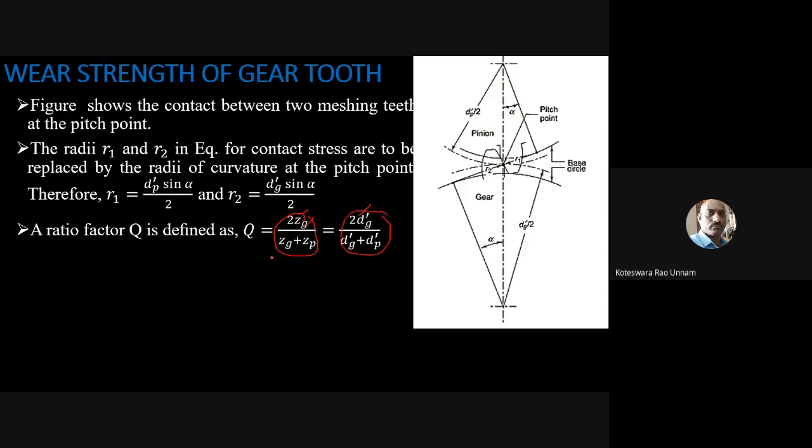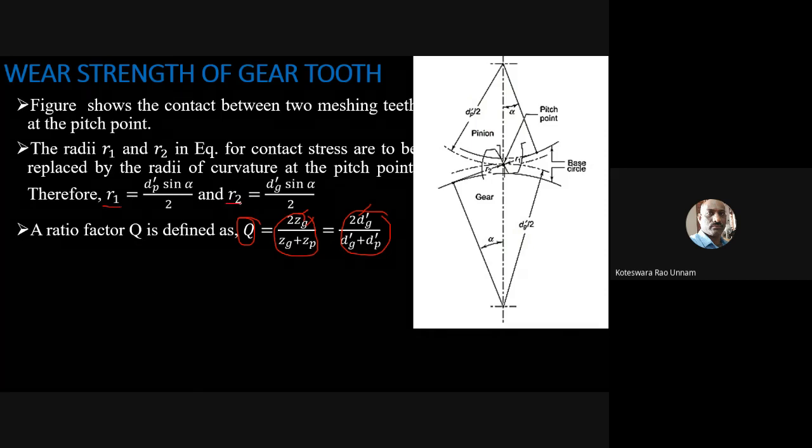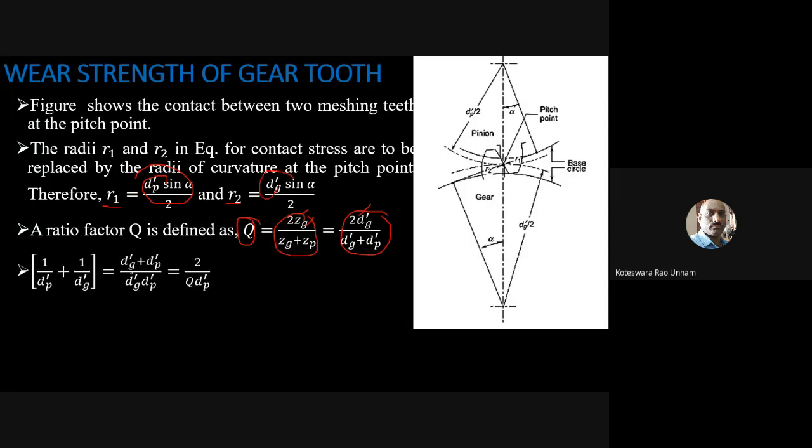That means you can define this factor q as either 2 zg by zg plus zp or 2 dg by dg plus dp. So either way you can do it. But here, in our equation we have r1 and r2, which are also expressed in terms of dp and dg. So now we'll try to substitute this in this form.